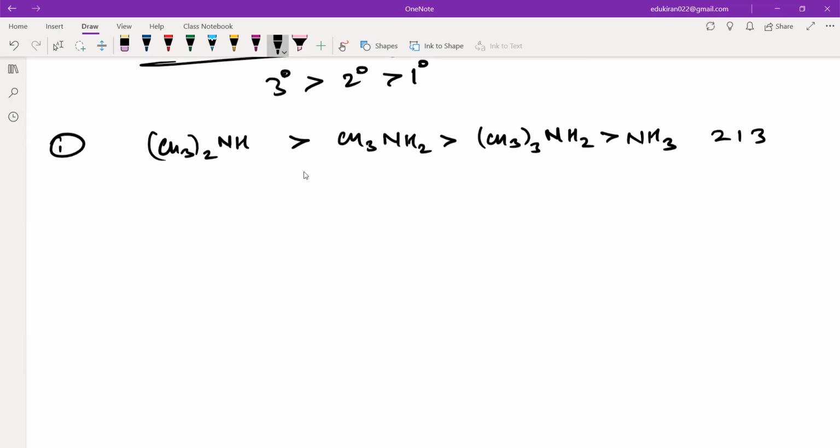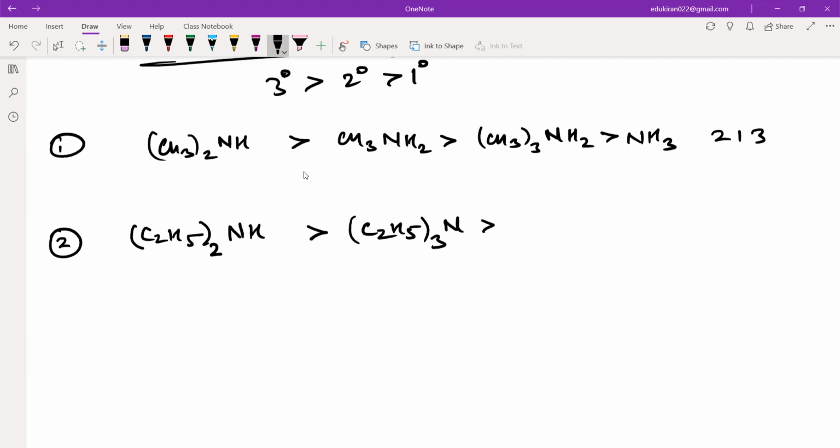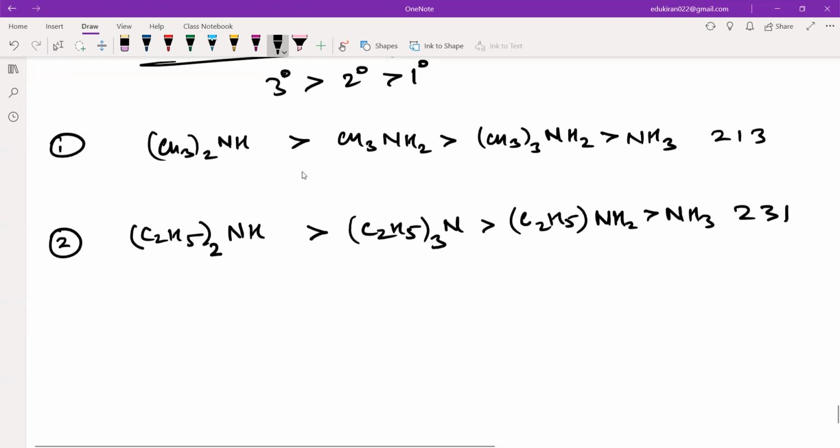Now please remember that here nitrogen is attached to only methyl groups. Second, if you have the ethyl group present, that means C2H5 is present with nitrogen, the highest is again the 2 degree. But it is followed by the 3 degree, (C2H5)3N, and then the 1 degree, C2H5NH2, followed by NH3. Here the order is 2, 3, 1. Okay, 2 degree, 3 degree, 1 degree.